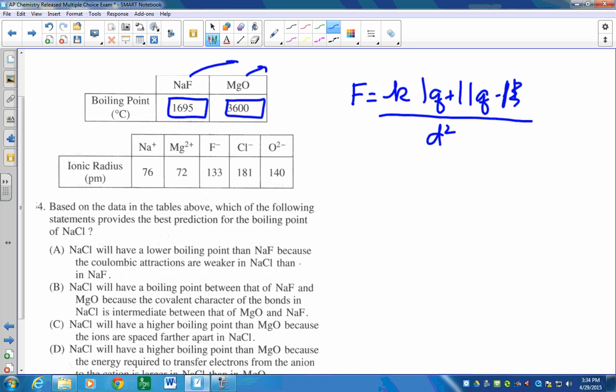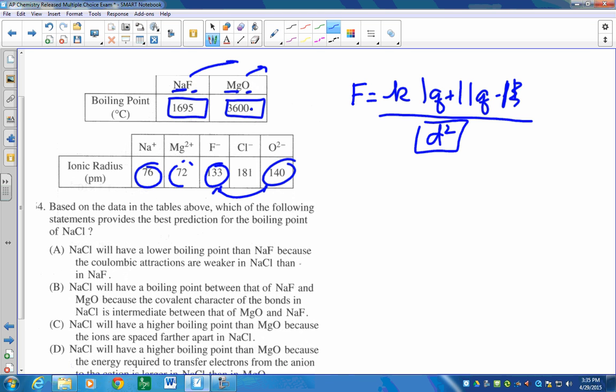Well, it doesn't have much to do with size, because if you look, sodium and magnesium are roughly the same size. They're only 4 picometers apart. And fluorine and oxygen, which are right next to each other on the table, they're not much different. Sorry, fluorine and oxygen, not chlorine and oxygen. So fluorine and oxygen aren't much different. They're only 7 picometers apart. So this is telling you that this huge distance between the boiling point of NaF and the boiling point of MgO is not attributable much to size.